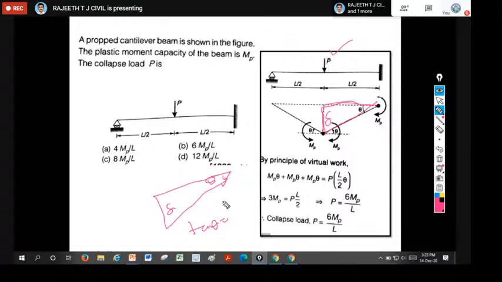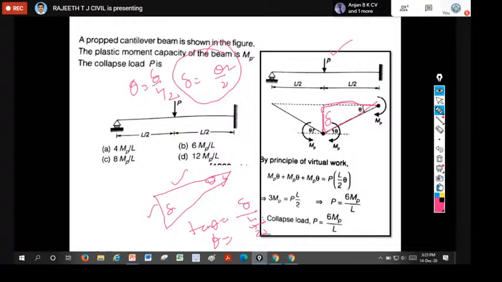So I want delta, that's why I take tan theta. Delta divided by the opposite side by adjacent, that is L by 2. Since theta is very, very small here, tan theta becomes theta. So theta becomes what? Delta into L by 2. What I want is only delta equal to theta L by 2. So this is your delta, or the deflection under the load.